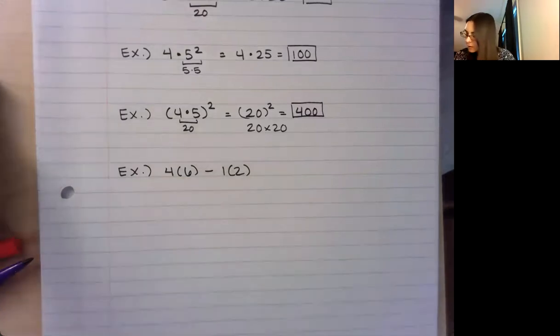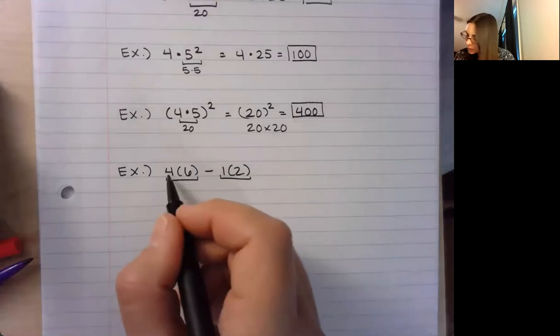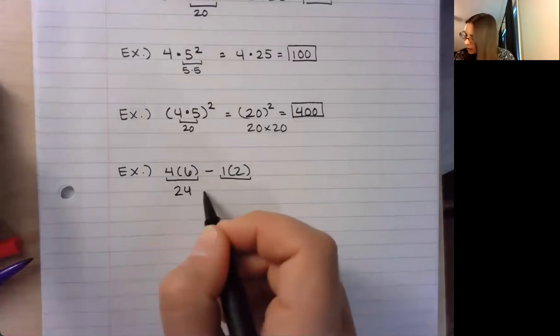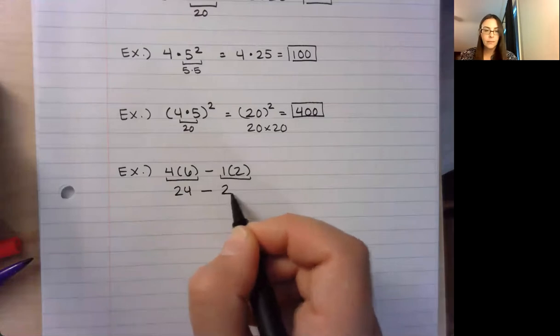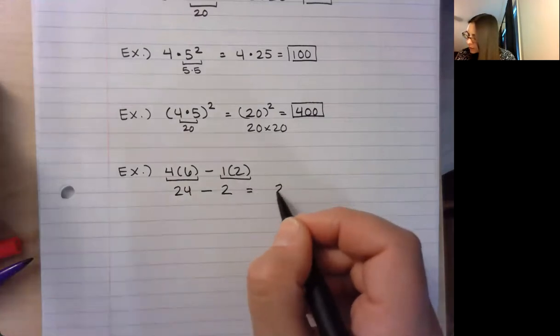I have to multiply first. So 4 times 6 is 24. 1 times 2 is 2. Now I can do my subtraction. 24 minus 2 is 22.